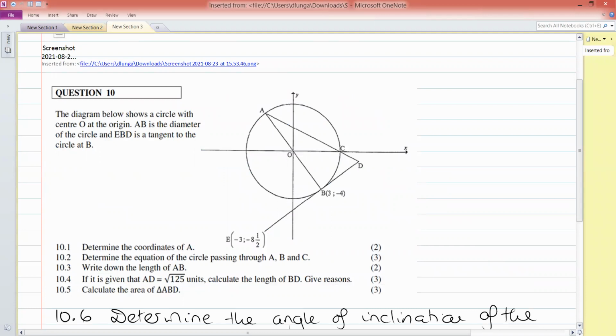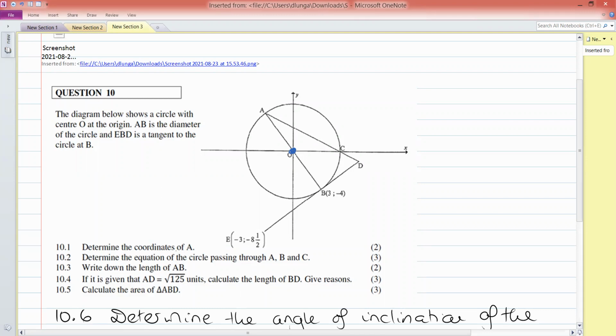Alrighty. So 10.1. So this is our question, right? Question 10. The diagram below shows a circle with center O at the origin. So the center is at the origin, okay? AB is the diameter of the circle, and EBD is a tangent to the circle at B, all right? Determine the coordinates of A.